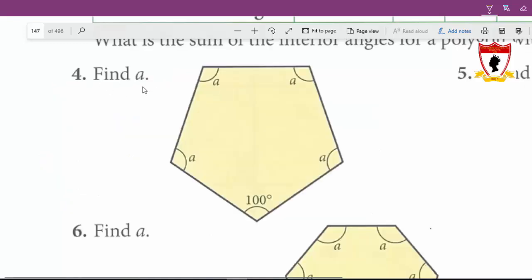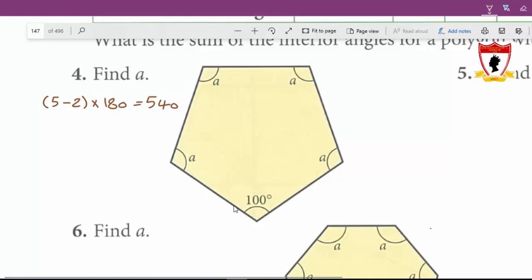Question 4, find A. Here we have 4 A's in this irregular pentagon, but we have rules. Let's use them. We know the sum of all angles inside a pentagon must be the number of sides, which is 5, minus 2, times 180. 5 minus 2 is equal to 3, times 180 is 540. Now the sum of all interior angles for any pentagon is 540.